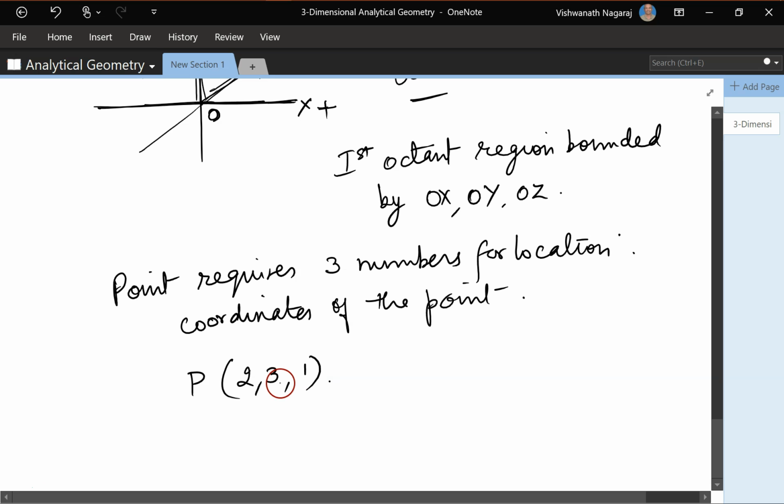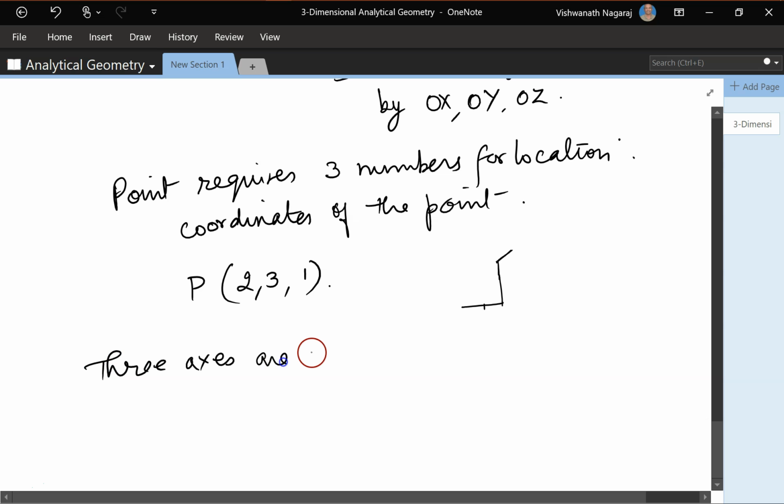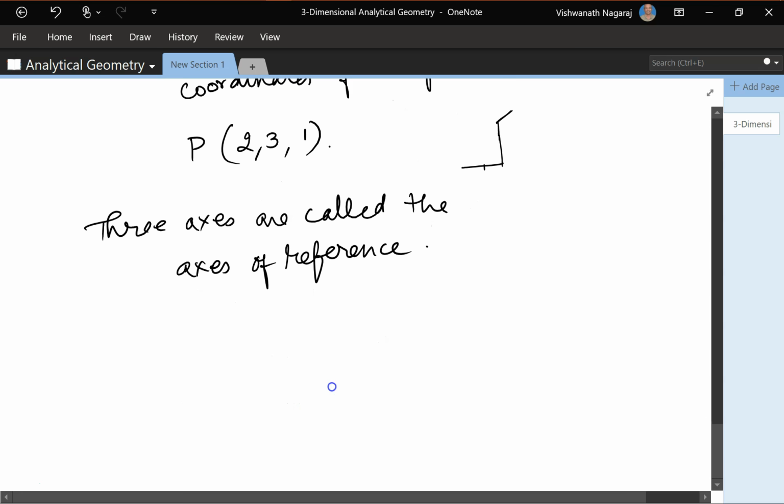Right? This is the location of a point called P. So that means we have to go 2 steps in x direction, 3 in y direction and then 1 in z direction. Now the three axes are called the axes of reference. Okay, in general we can put it like this: x, y and z.